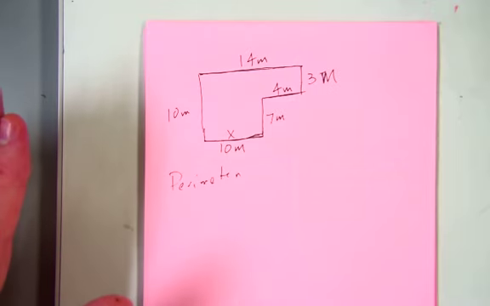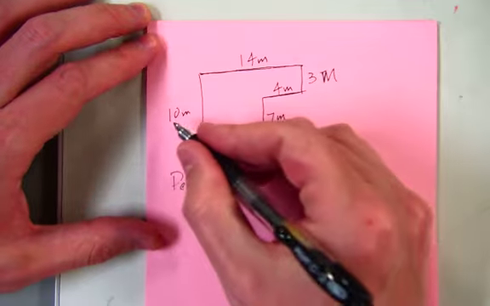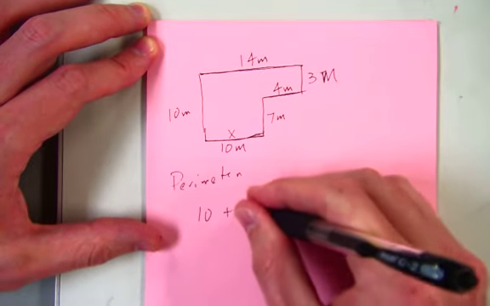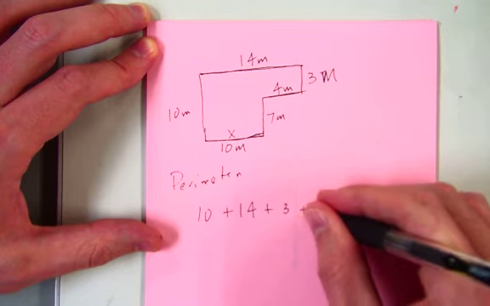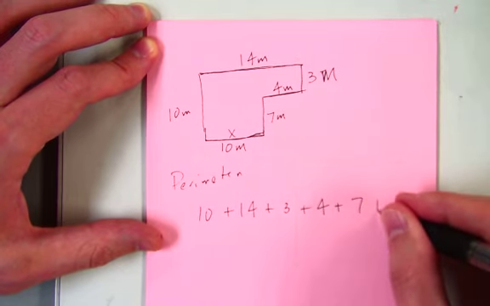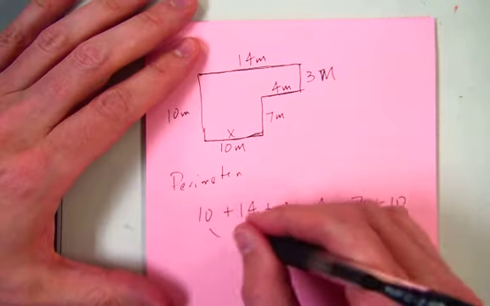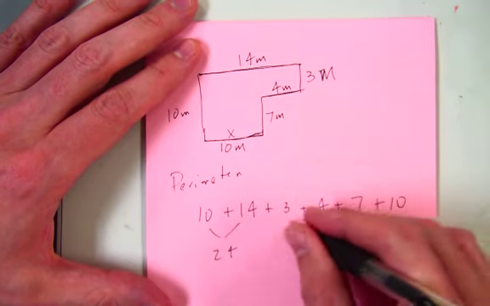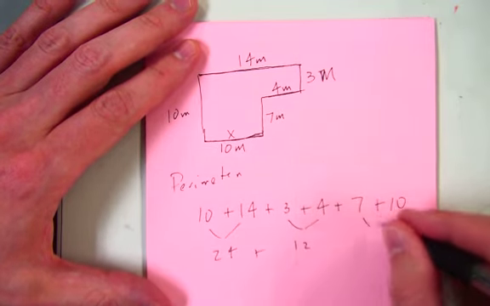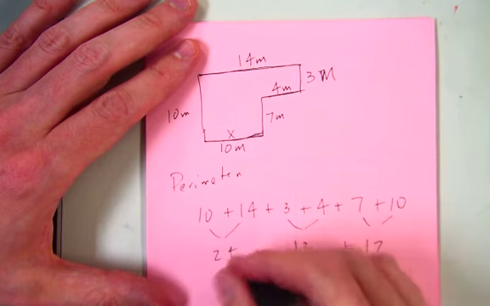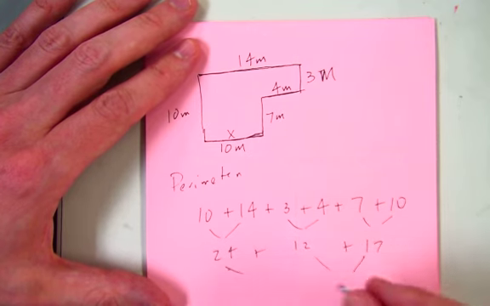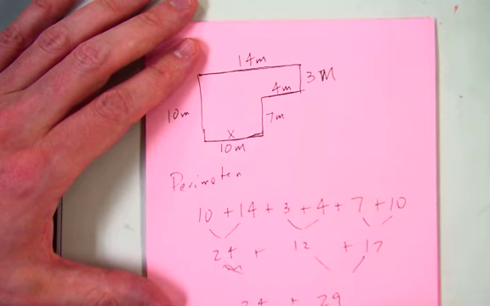Okay, so once you get to this point, then it's just a matter of adding up all the sides. I'm just going to take 10 plus 14 plus 3 plus 4 plus 7 plus 10, and we're going to add all those things together. There are a bunch of different strategies that you can take to do this. I like to just start pairing numbers, like 10 and 14 is 24, 3 and 4 is 7, 7 and 10 is 17, right? And then I can pair some more. If I want, maybe I'll pair these. You can do this in whatever order you want. So I can add those and get 29. And then 29 plus 24 is 53.